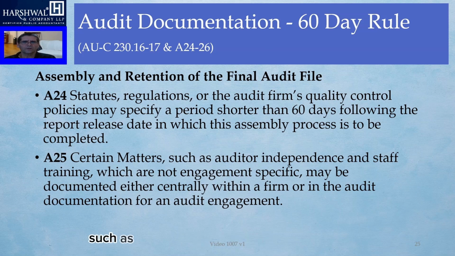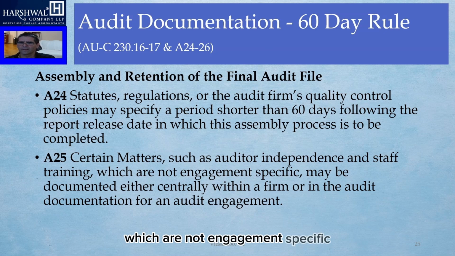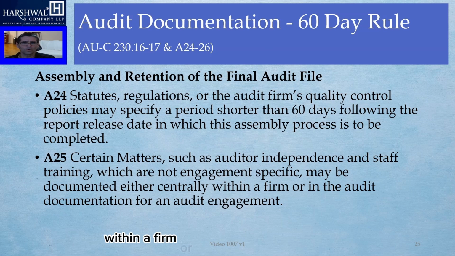Certain matters such as auditor independence and staff training, which are not engagement specific, may be documented either centrally within a firm or in the audit documentation for an audit engagement. The inverse of this is also true. If something is related to a specific engagement, it should be documented in that engagement's audit file. If this is not done, then we should include in our audit file a document describing where the document is located.